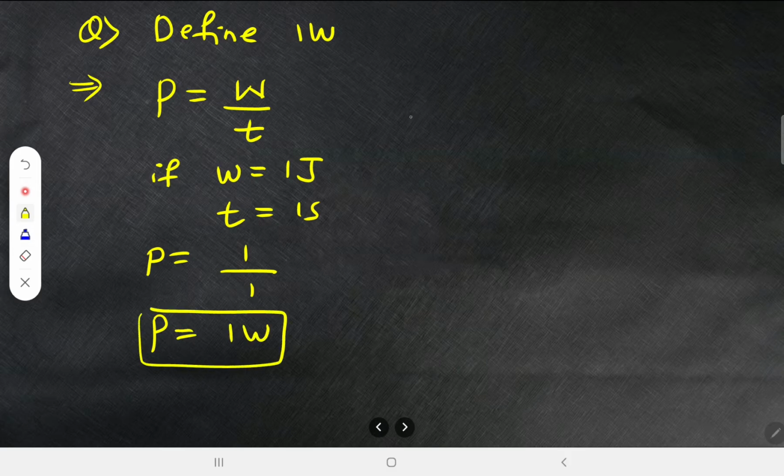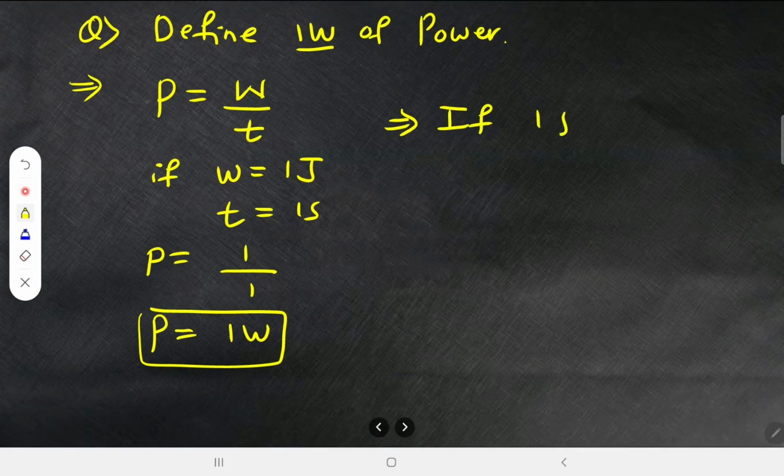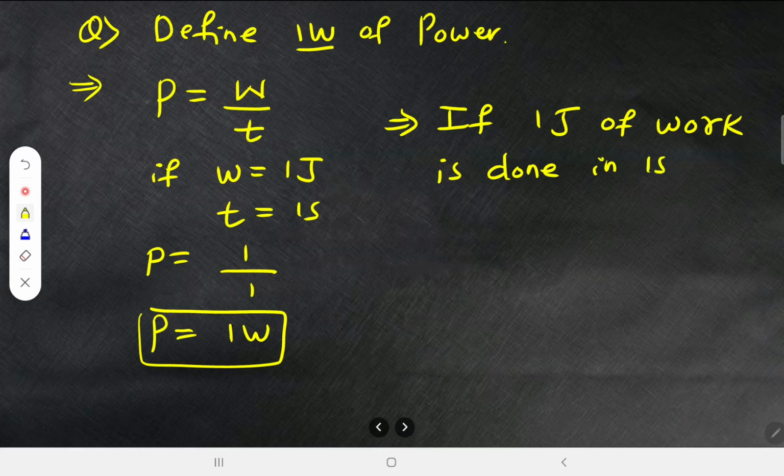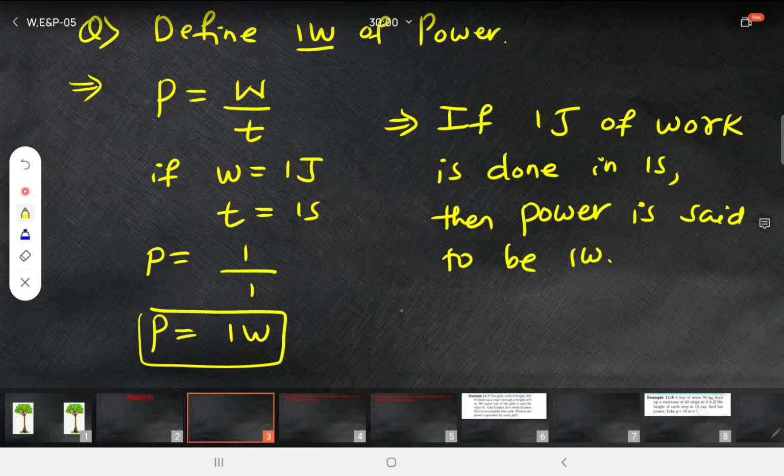So you can define power as power of 1 watt. Define 1 watt of power. The question can be like this: define 1 watt of power. Then you can say, if 1 joule of work is done in 1 second, then power is said to be 1 watt. All right, now you must be having some questions, no?